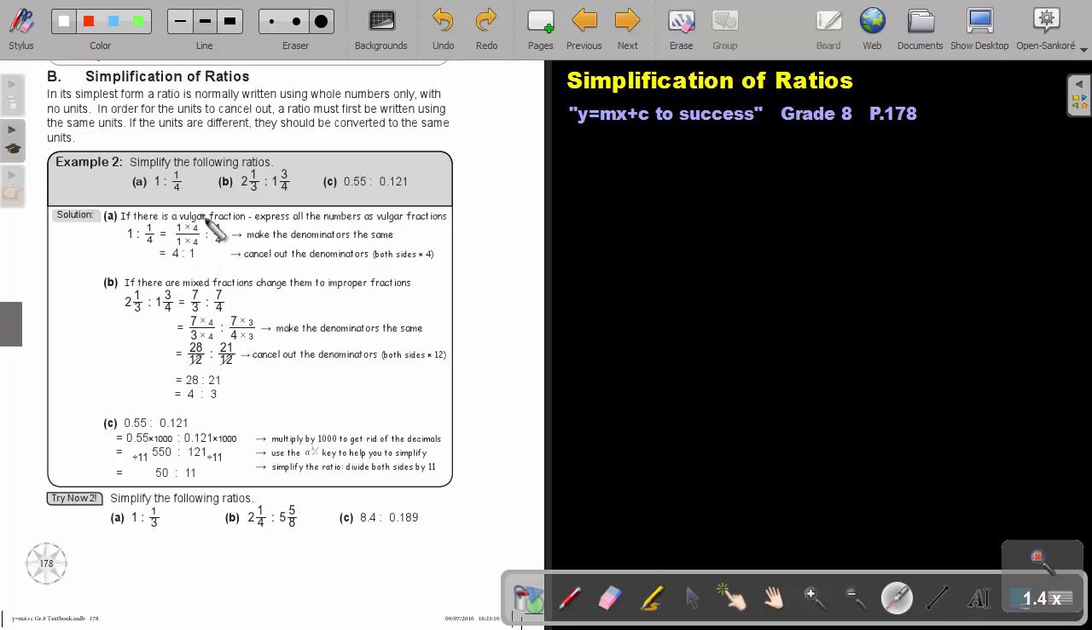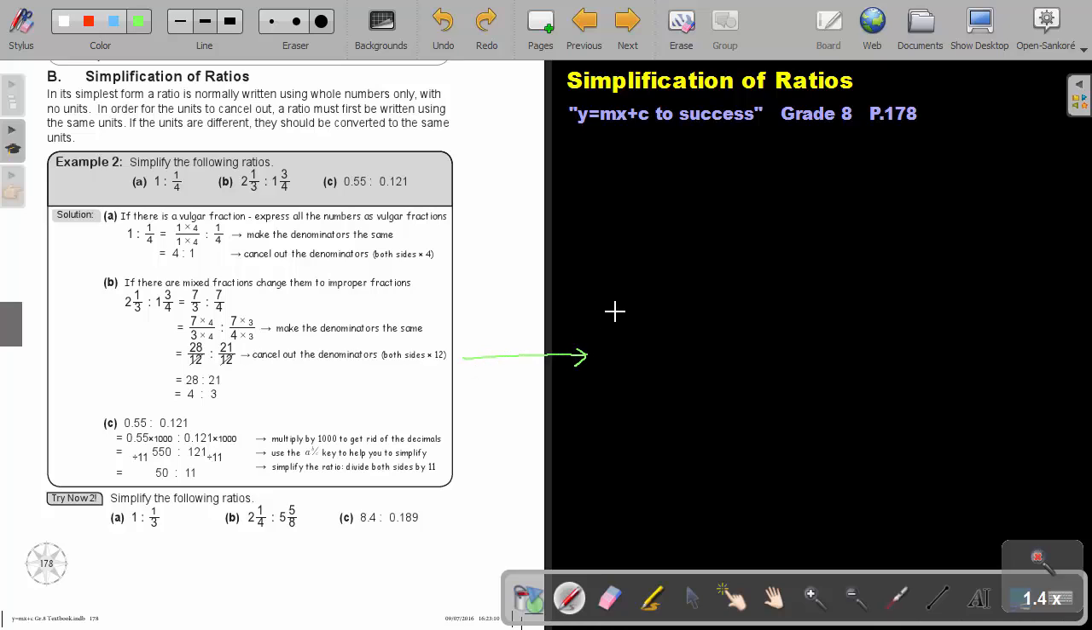Okay, let's look at this one. Now this is mixed numbers. So step 1 will be to change it to improper fractions. So 2 times 3 is 6 plus 1. That will be 7 over 3. This is 4 plus 3, 7 over 4. So make the denominators the same. So times 4, times 4, times 3, times 3. And I'm getting this. Now I want to show you why this cancels out.